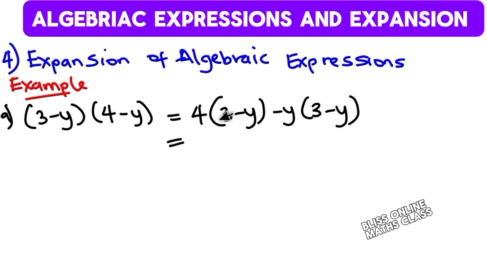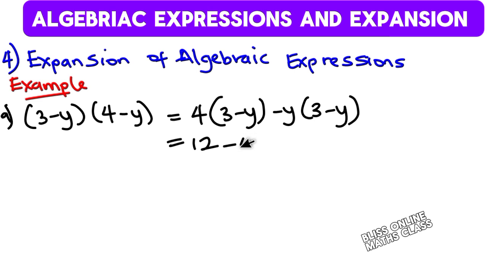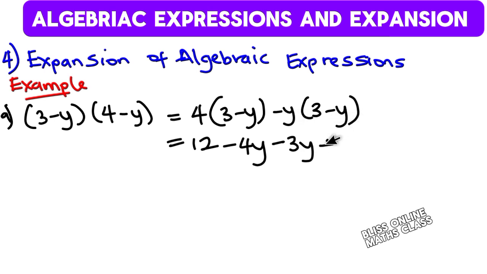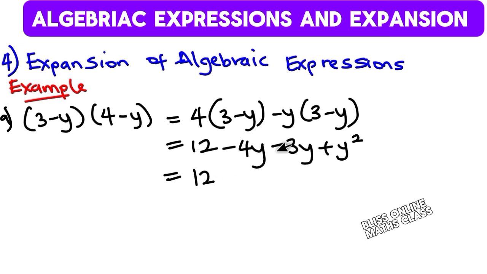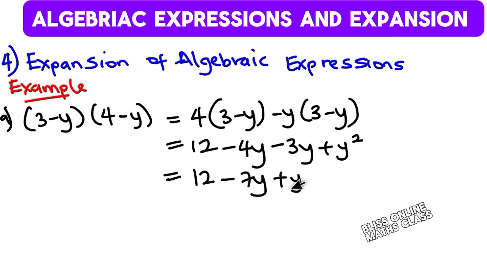4 times 3 is 12. 4 times minus y is minus 4y. Minus y times 3 is minus 3y. Minus y times minus y is plus y squared. Y times minus is plus. Y times y is y squared. So this will be equal to 12 minus 4 minus 3 is minus 7, so this is minus 7y plus y squared.